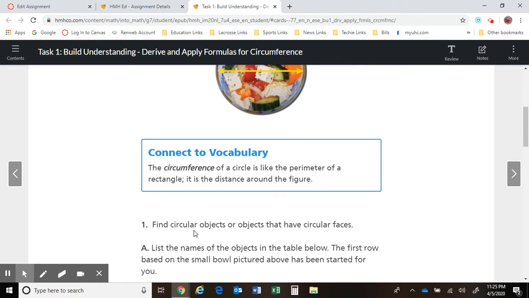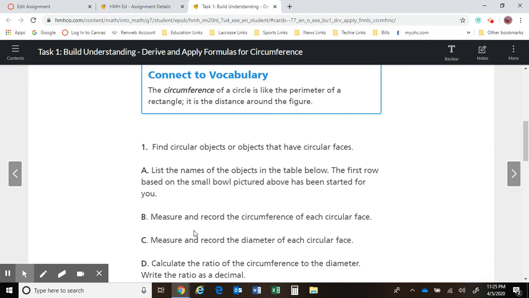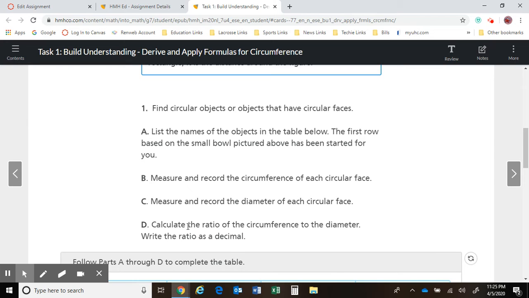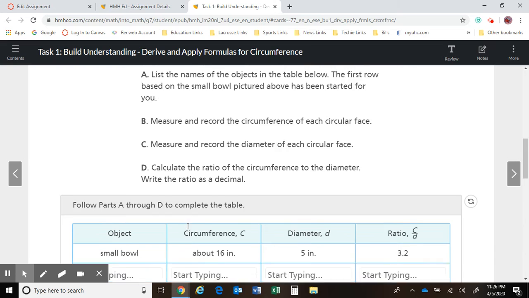So we're going to find some circular objects that have circular faces. I've come up with some for you. Hopefully you're watching this video before you do the assignment, otherwise you might not really know what to do. We're going to fill in this little table and list the names. I've measured the circumference and the diameter for you, but if you'd like to go back and find some of your own objects, I can explain how I did that. We're going to talk about the ratio of circumference to diameter, and write that ratio as a decimal.